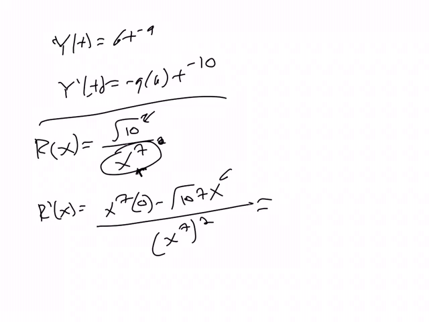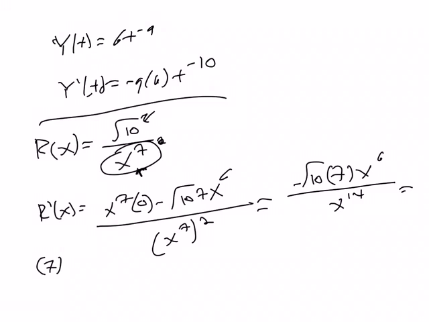In other words, we get negative 10 square root of 10 times 7 times x to the 6th over x to the 14th. Or in other words, we get negative 7 times the square root of 10 over x to the 14 minus 6, which is x to the 8th. So that's the first, and yeah, so this is r prime of x. That's the first way we're going to do the problem.